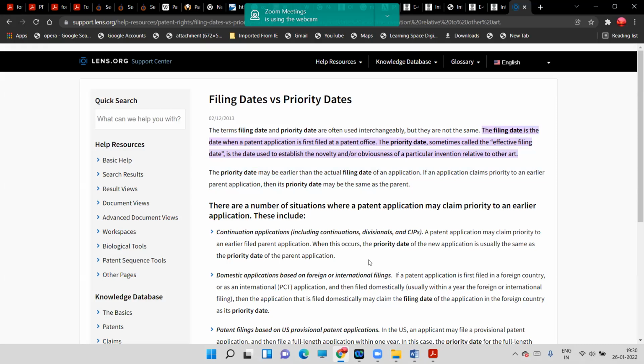So what is important? Filing date is not important. The effective filing date is important and it is called the priority date. Okay. और प्रायोरिटी डेट से ही काउंट होता है.